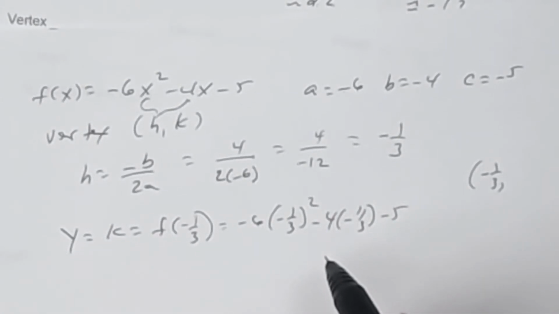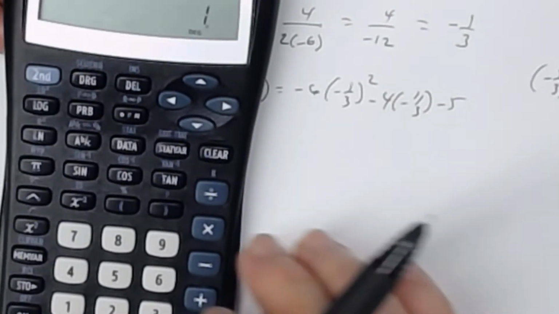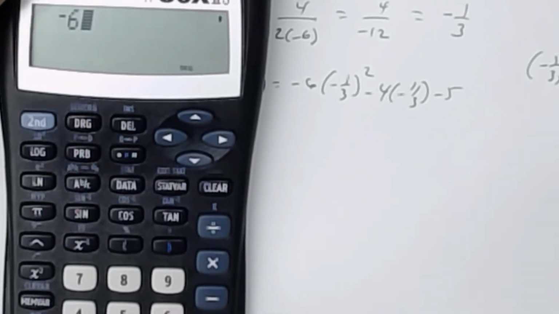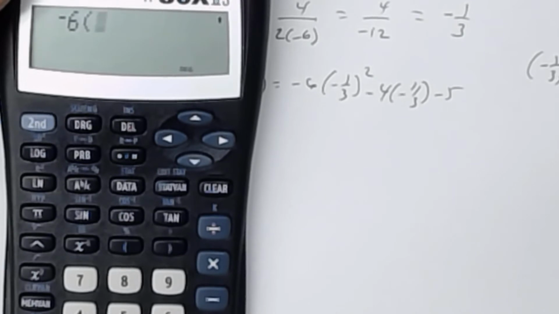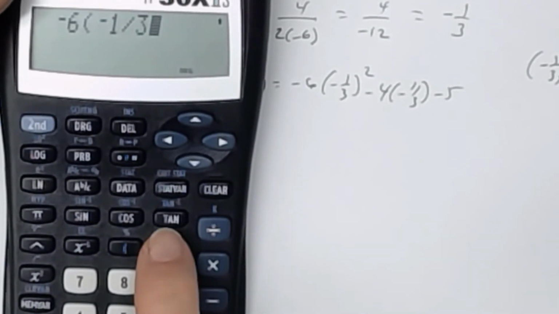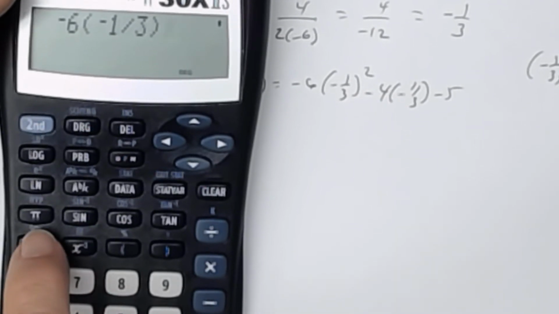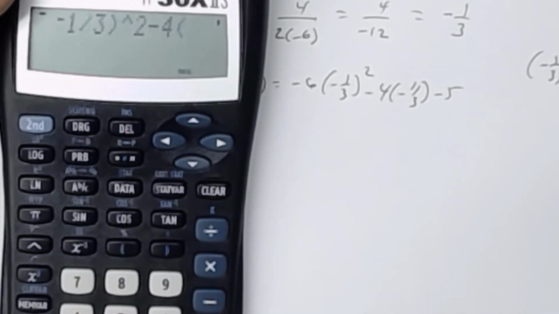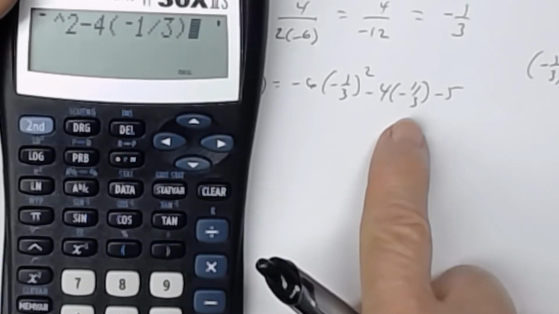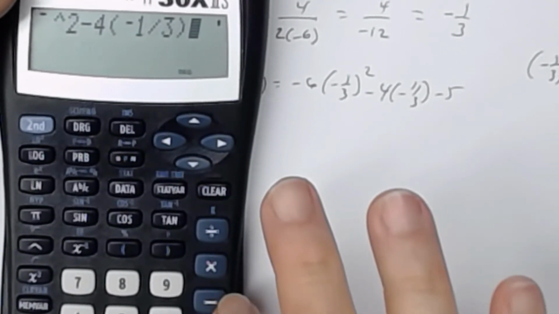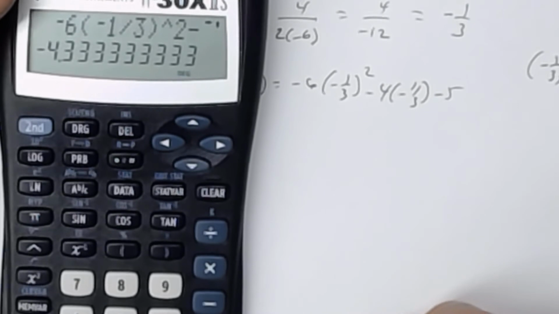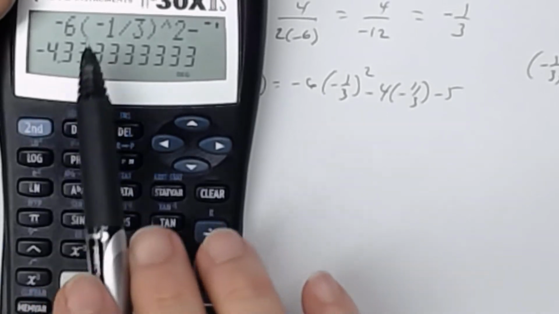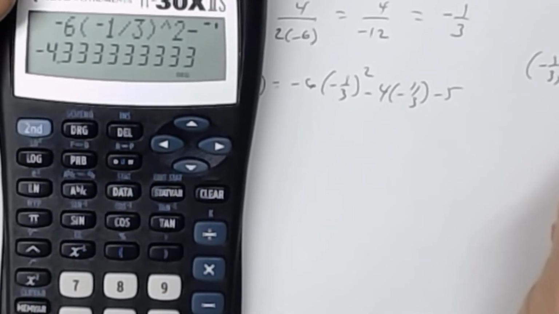All right, let's use a calculator. So here's what we have. We have negative 6 times negative 1 divided by 3, close the parentheses. I must square that. Minus 4 times negative 1 divided by 3. Make sure you say negative now, otherwise you're going to get a different number. And then minus 5. And when I do that, I get this. Now remember, 0.33333 is 1/3. So that is negative 4 and 1/3.